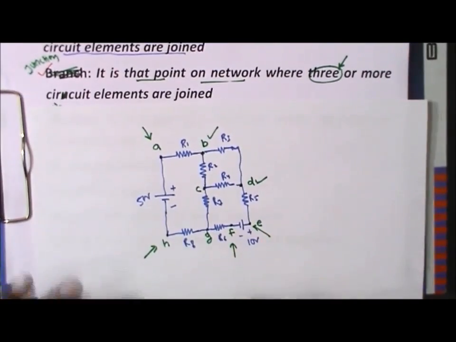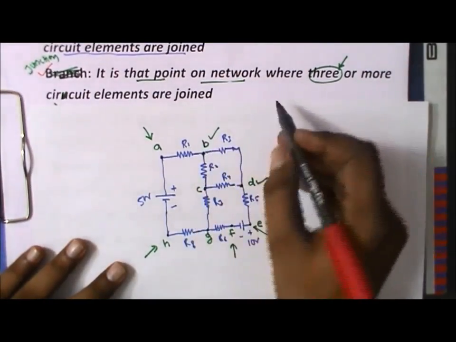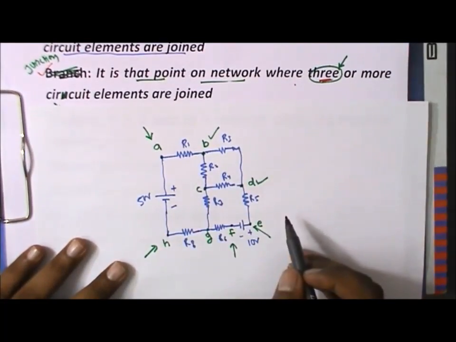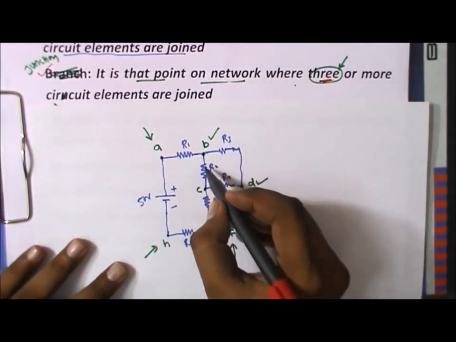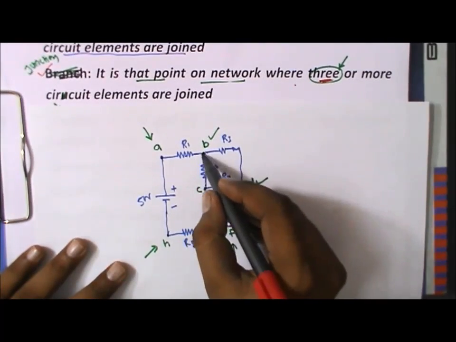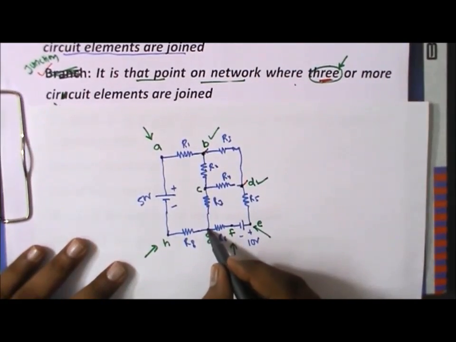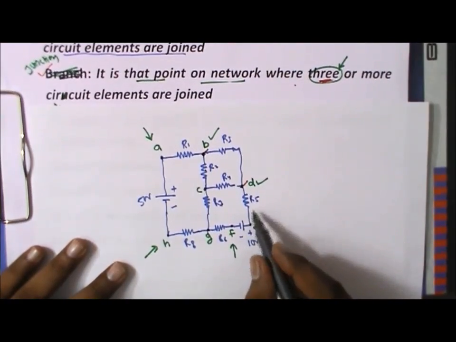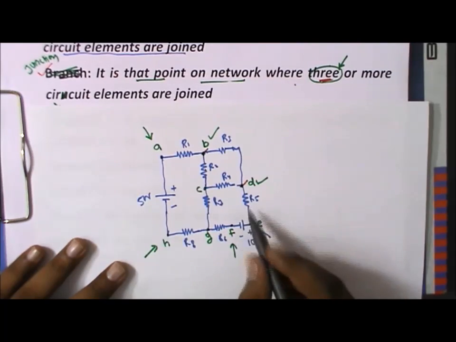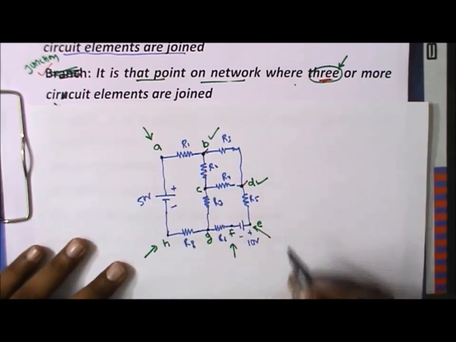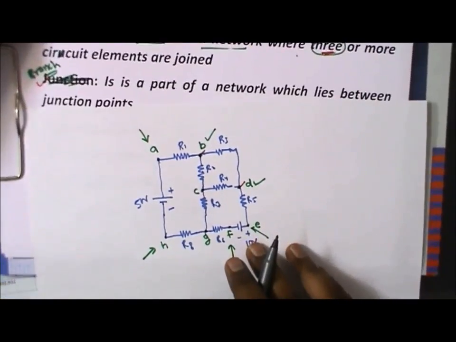So we have understood that the junction is a point on a network where three or more elements are joined. These are having three elements, R3, R2 and R1. This is a junction. This is having three elements. This is a junction. This is a junction. This is not a junction because there are two elements, 1 and 2. Two branches are connected. So there are four junctions in this network. Let's move on to the next part.